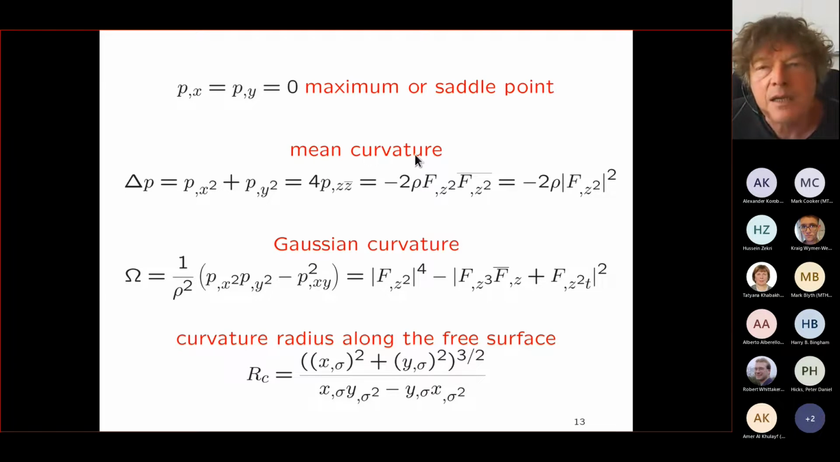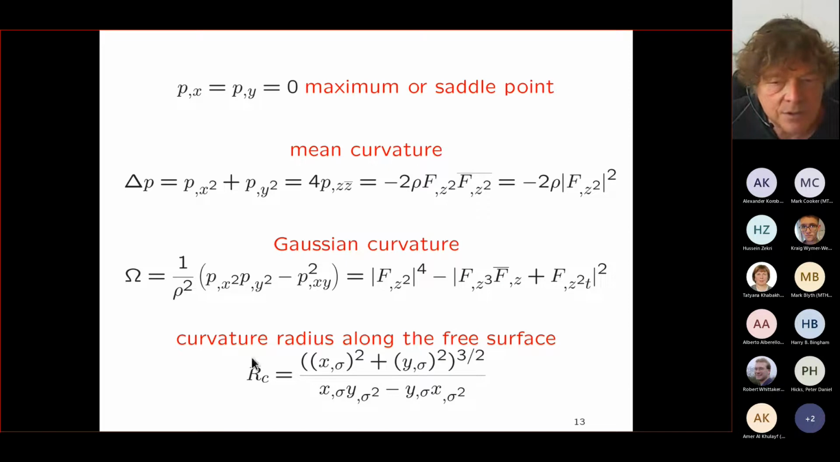You might also be interested in the curvature of the pressure, so the Laplacian of the pressure being the mean curvature. But it's of no big interest because it's always negative all over the fluid. More interesting is the Gaussian curvature, because Gaussian curvature, being, as I will expose later, the determinant of the Hessian matrix, can change sign. And this is important. I will explain why later on.